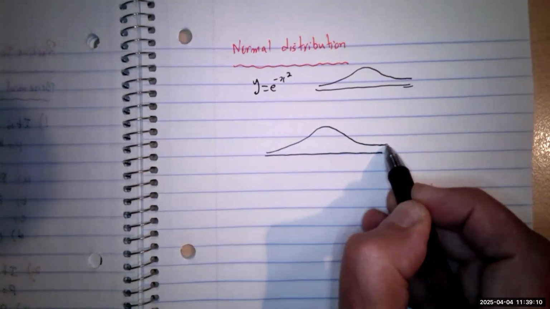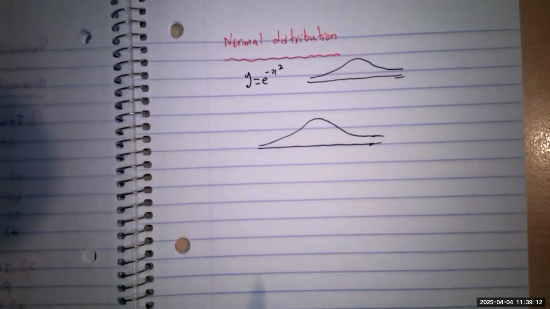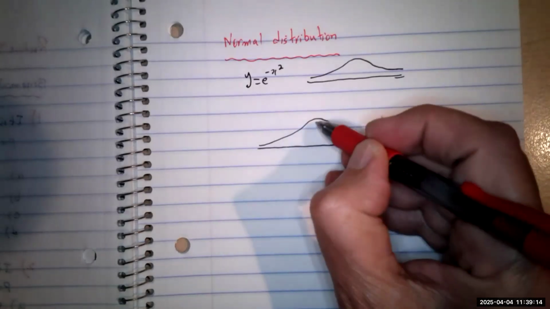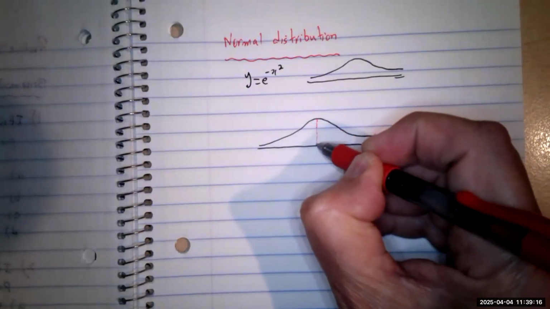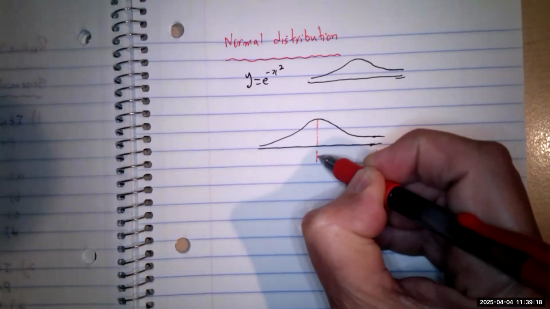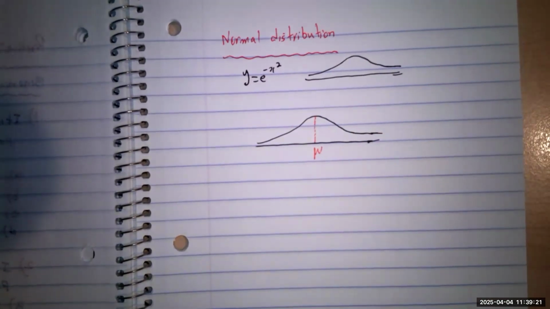Okay, that was the normal curve. The center of this curve is going to be the mean, mu. Mu is the population mean, and sigma is the standard deviation. So why are we interested in this distribution and graph?